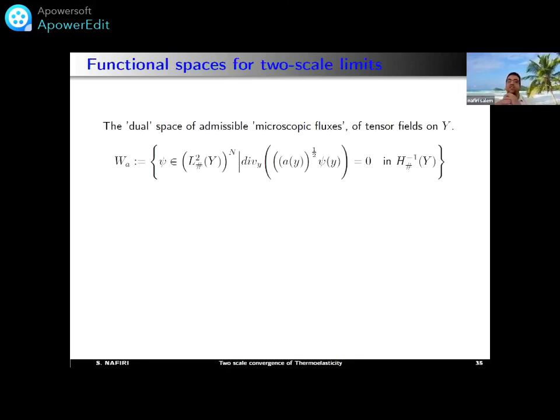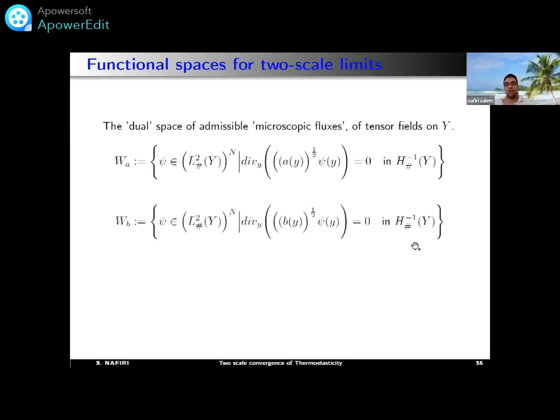Okay, so now I will introduce some functional spaces that we call the space of admissible microscopic fluxes of tensor fields on Y. W_A is just the set of psi in L2 sharp of Y to the power n such that the divergence on Y of this function is 0 in the distribution space H^{-1} sharp, and W_B is the same space, but we change A to B. This space is for treating the wave equation, and the second one to treat the heat equation, since these are just the conductivity operators or matrices in the coupling problem.